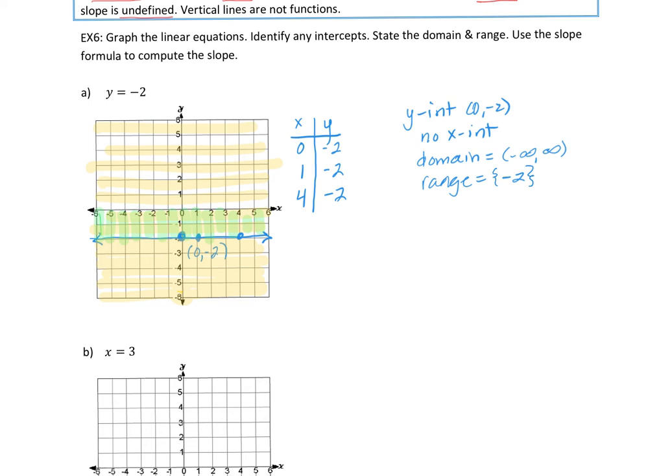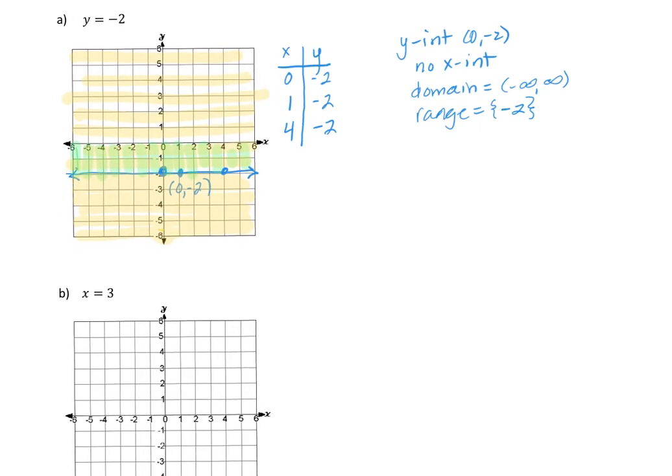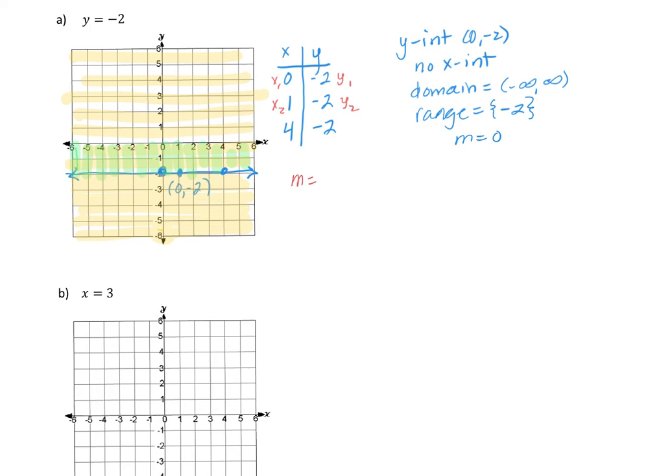And then the last thing we want to do here is we want to verify that the slope is 0 by using the slope formula. Now I have a table of values. I can use, well, why don't I just use the first two? I'll use 0, -2, so this would be my x sub 1, y sub 1. And then the 1, -2 will be my x sub 2, y sub 2. And I'll verify the slope by using the formula, because I already know that the slope is equal to 0, because that's what the definition of the horizontal line told me.